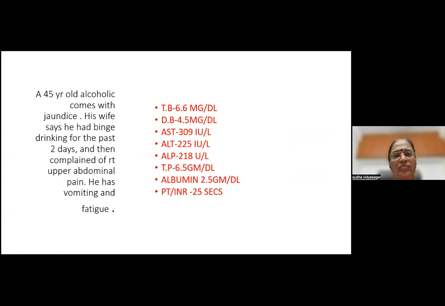45-year-old alcoholic comes with jaundice. Wife says he has been binge drinking for the past 2 days and then complained of right hypochondrial upper abdominal pain. Is vomiting and fatigue. Now, what is this? Very simple case. 2 days binge drinking, and then that is the liver enzyme. That's an alcoholic hepatitis. It's a no-brainer. I'm not waiting for you to answer.